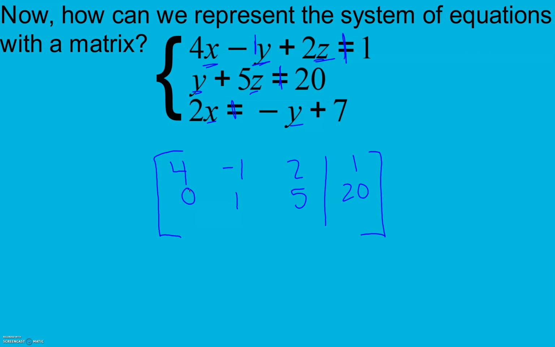My third equation is not in standard form. We have to have all of our variables on the left side, number part on the other. So I'm going to go ahead and add a y here and get 2x plus y equals 7. So my x column gets a 2, my y column gets a 1. I don't have anything in my z column, and my constant's a 7. And that is our matrix.